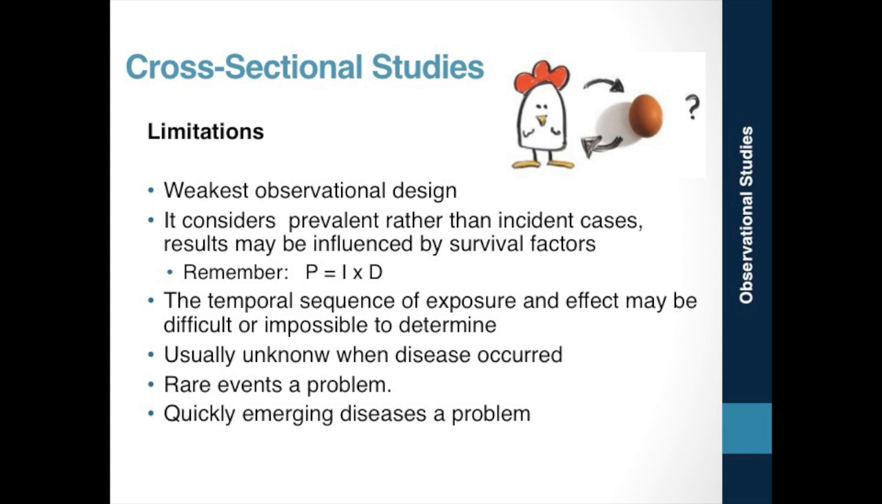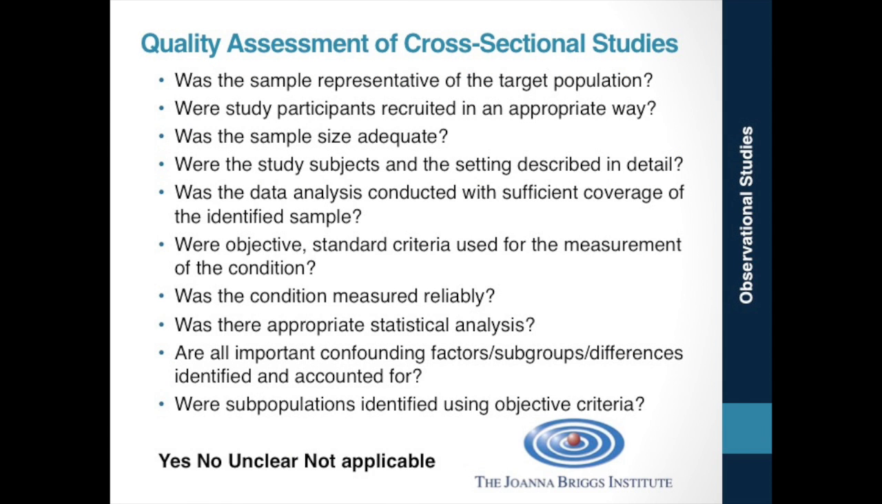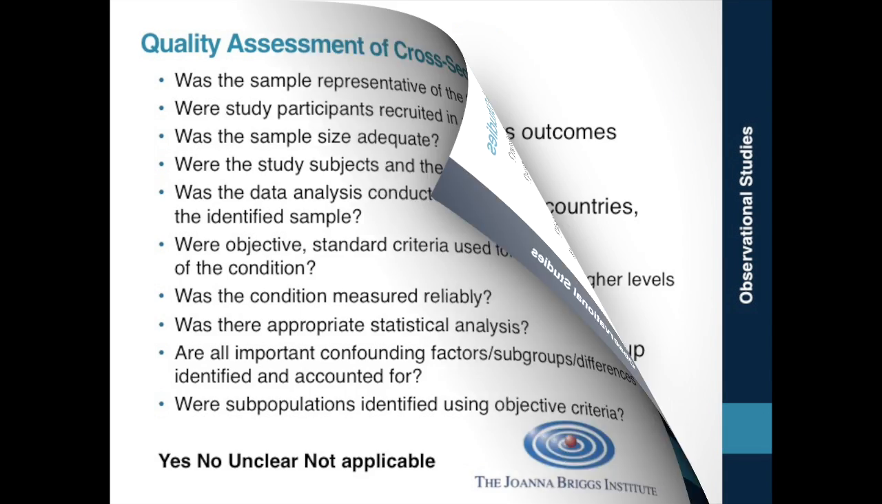There are many tools to assess the quality of cross-sectional studies, and I'm bringing you now a checklist developed at the Joanna Briggs Institute in Australia. This checklist assesses quality in relationship with different domains, such as representativeness of the sample, the adequacy of the sample size, the setting if it was described with sufficient detail, and some other factors related with data collection and analysis.